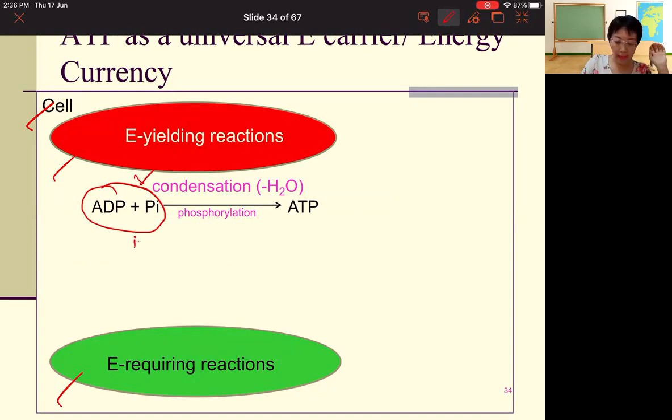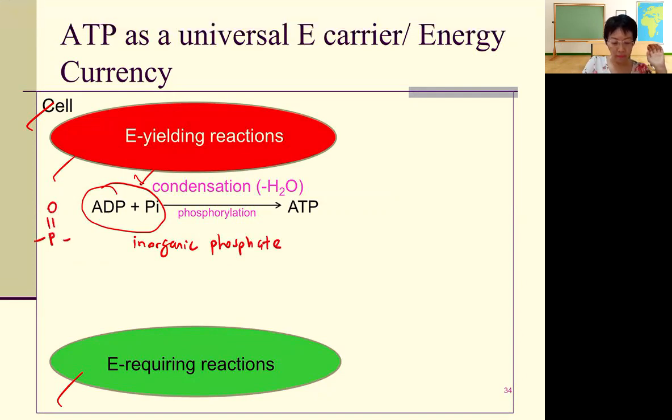Now, the meaning of Pi, the i here stands for inorganic. P means phosphate. Inorganic phosphate looks like this. So PO4 3- is an inorganic phosphate. Why is it inorganic? Because there's no carbon and hydrogen inside. That's why it's inorganic. ADP plus Pi becomes ATP. So this one needs energy from here. This process is called condensation. It's also called phosphorylation because phosphor means you're adding the phosphate to the ADP.